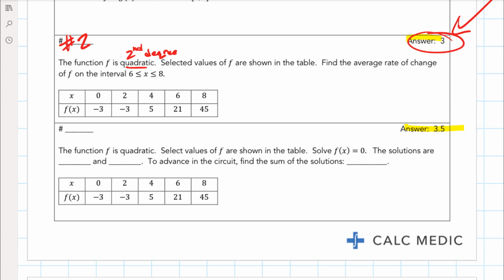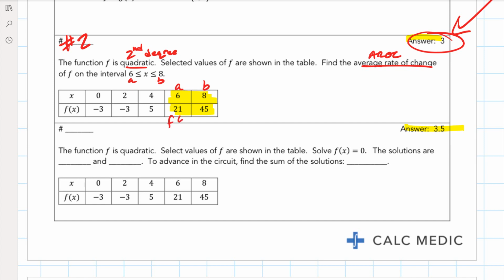Okay, selected values of f are given in the table. And again, look at this, find the average rate of change. All right, so on the interval from 6 to 8. So A is 6 and B is 8. So there's your interval. So let's highlight the interval that we need to take a look at. Okay, so interpreting here, A is 6, B is 8.